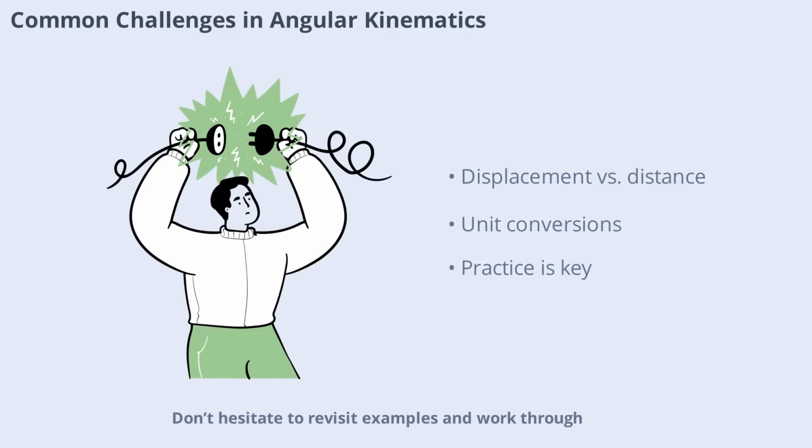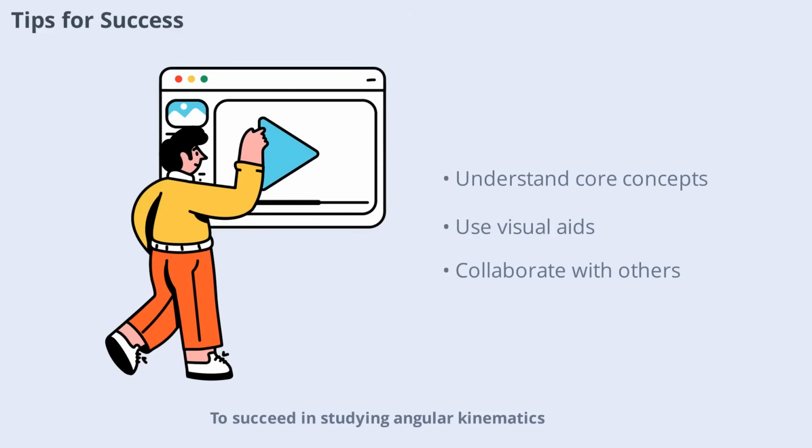Don't hesitate to revisit examples and work through problems until you feel confident in your understanding. To succeed in studying angular kinematics, focus on understanding the core concepts, practice solving problems, and use visual aids like diagrams and animations. Collaborate with classmates or colleagues to discuss challenging topics and share insights. With persistence and curiosity, you'll develop a strong grasp of the material.